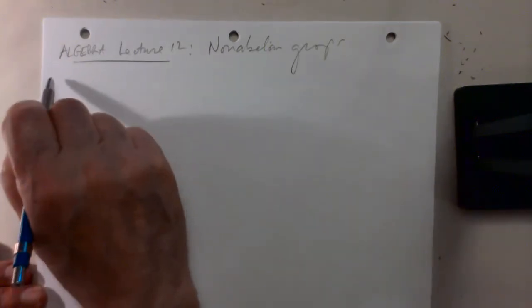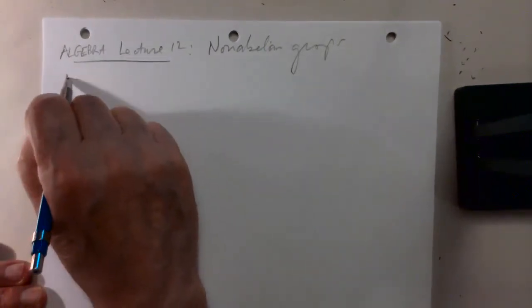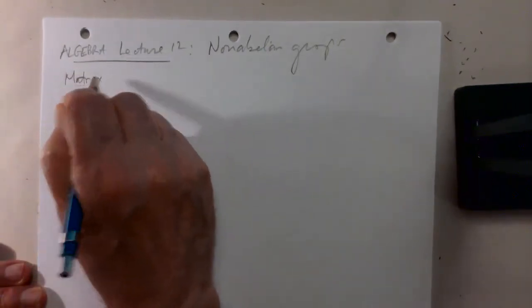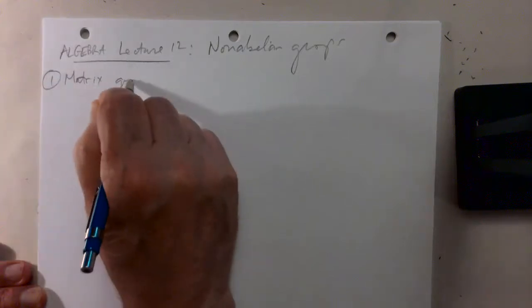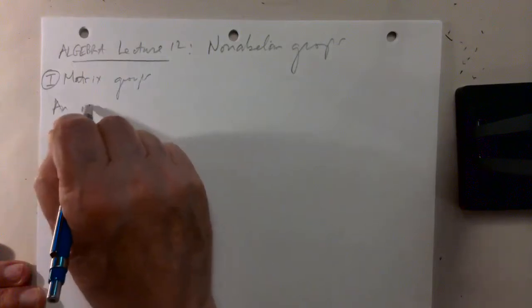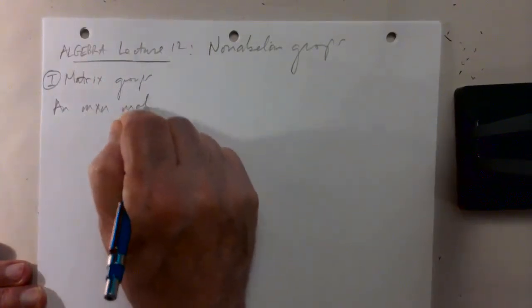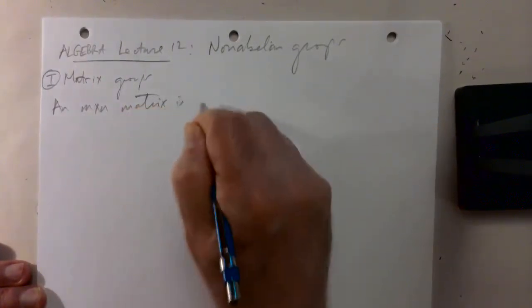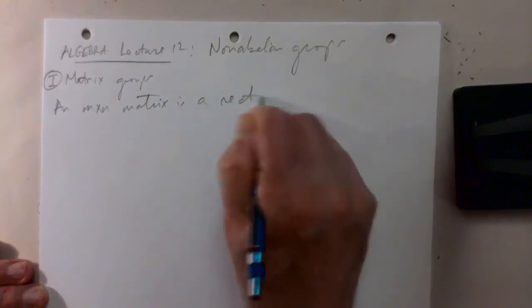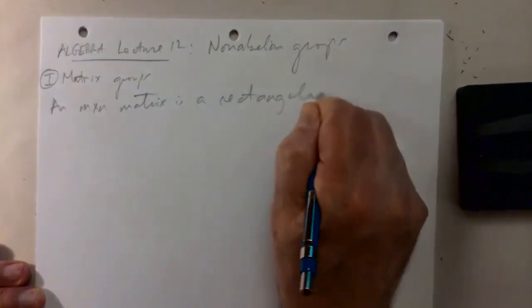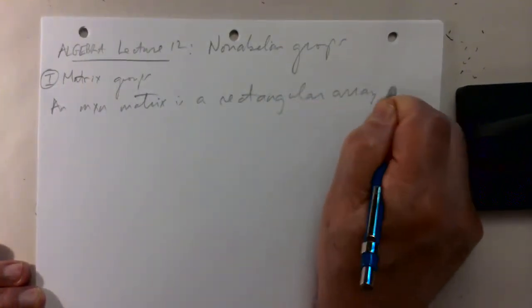This lecture is about non-abelian groups, and there are two classes. So the first class are matrix groups. Let me recall what a matrix is. An M by N matrix is a rectangular array of numbers.